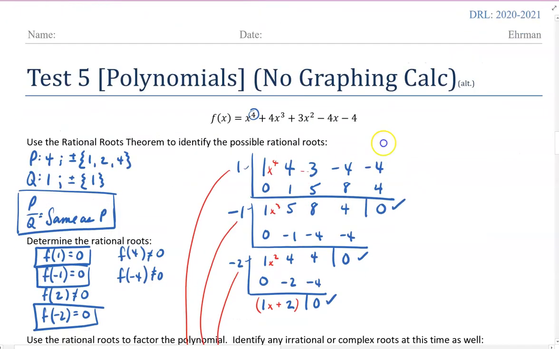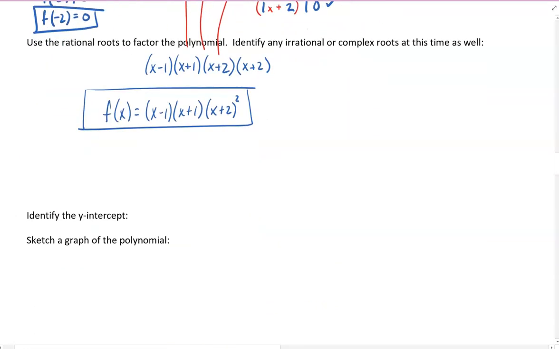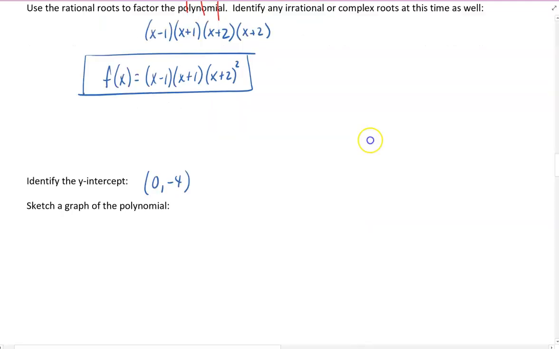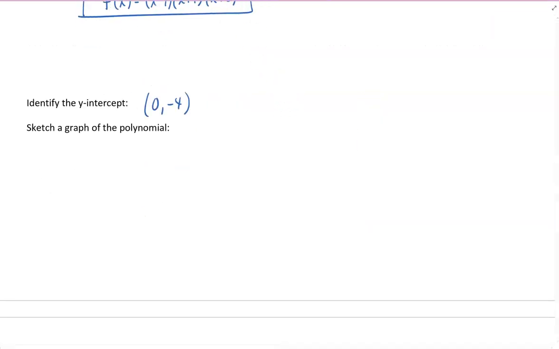So when we talk about our y-intercept, that's going to occur at negative 4. 0, negative 4. We should have enough information for us to sketch a graph at this point. We have a y-intercept at negative 4.